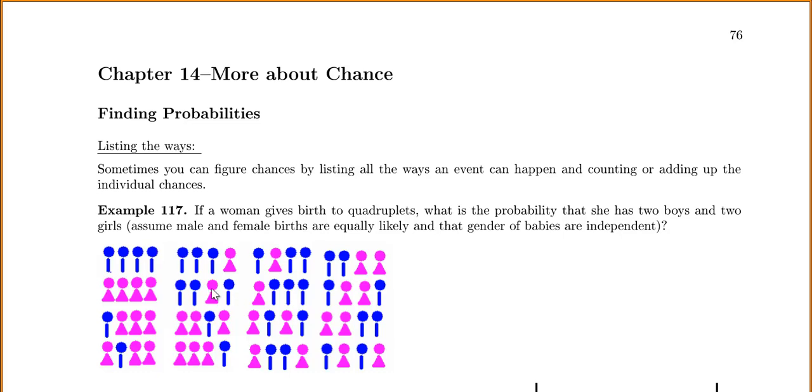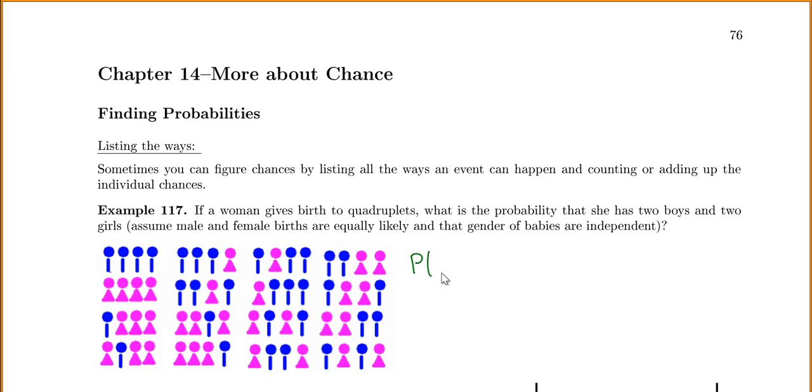So what we could do is list out all of the possible combinations. For example, you could have boy, boy, boy, boy. Or you could have girl, girl, girl, girl. Boy, girl, girl, girl. Girl, boy, girl, girl, etc. And if we're logical about it and have a systematic way, we can list out all of the possible outcomes. Now we want to find the probability that she has 2 boys and 2 girls.